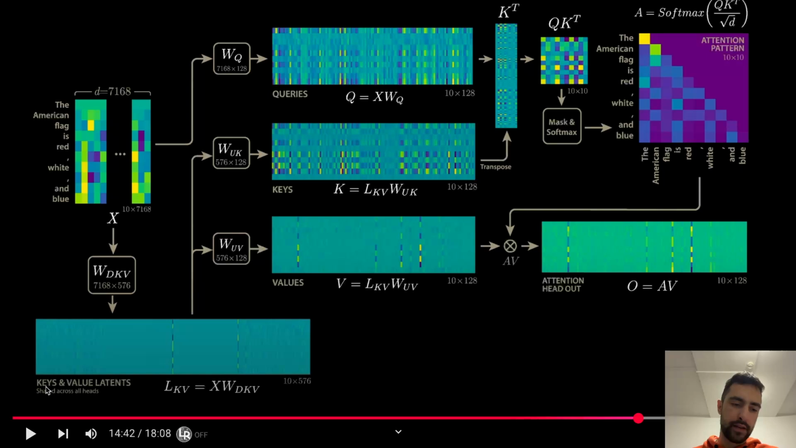So it says here, keys and values latents shared across all heads, which means this latent matrix is the same across all heads. So it uses this for all heads. This is stored in memory, and it's a lot smaller. Now we do have some extra computation, but I think there are some mathematical tricks they use later to minimize this extra computation as well. But let's first see what this extra computation is.